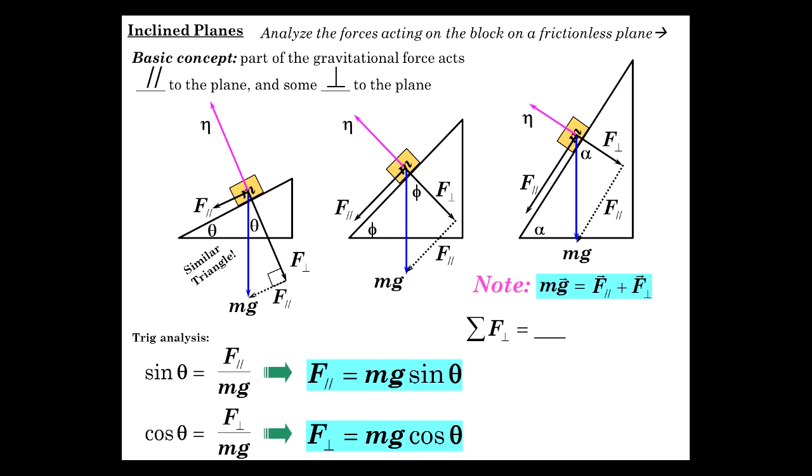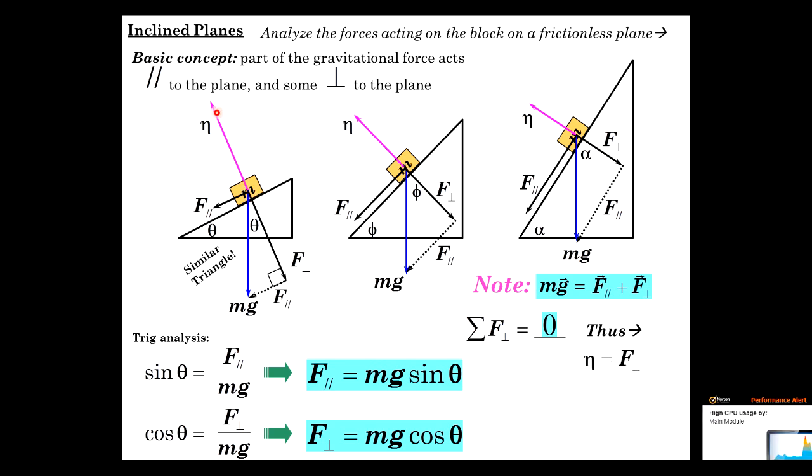Let's see in particular here, get a start on its usefulness. The sum of the forces in the perpendicular direction is 0. All right, it cancels. No acceleration. So we can say that the normal equals the perpendicular force. And the perpendicular force is mg cosine of theta. Well, that's going to be very useful. The normal is mg cosine of theta, not mg.